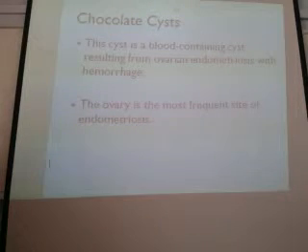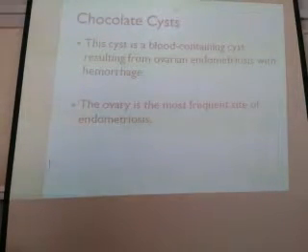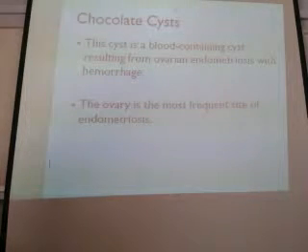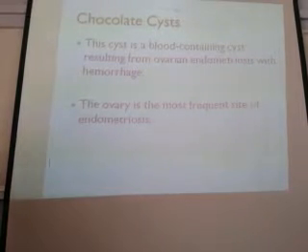Endometriosis, what does it mean? Endometriosis means presence of endometrium outside the uterus. If it is in the ovary, it is called ovarian endometriosis. Sometimes the endometrial tissue will be in the abdomen, and that is called abdominal endometriosis. It is very common. Many females get very prolonged treatment for this.